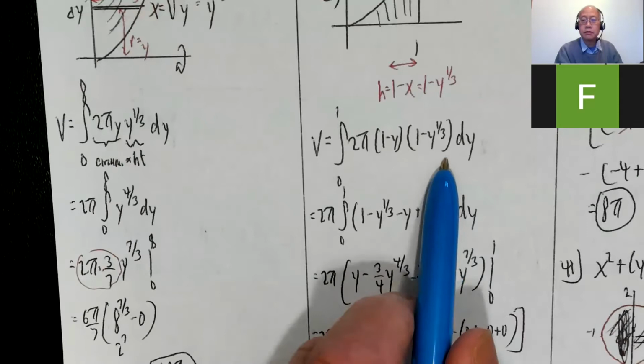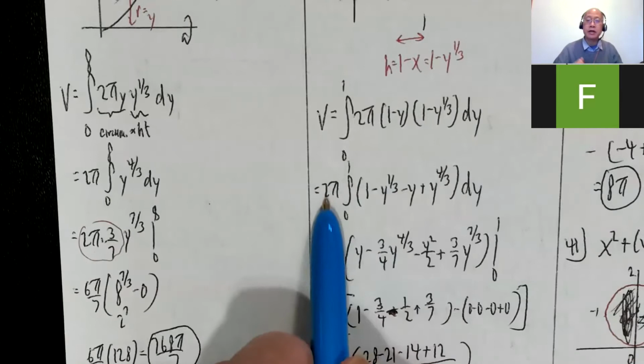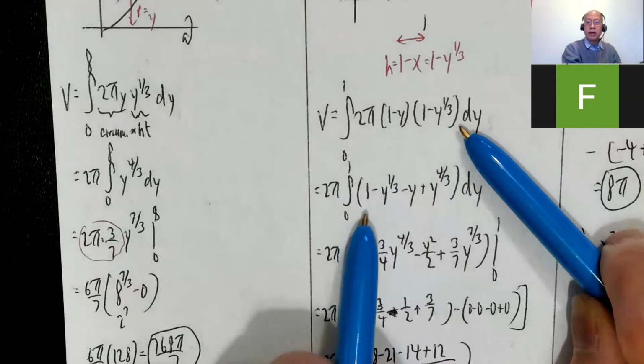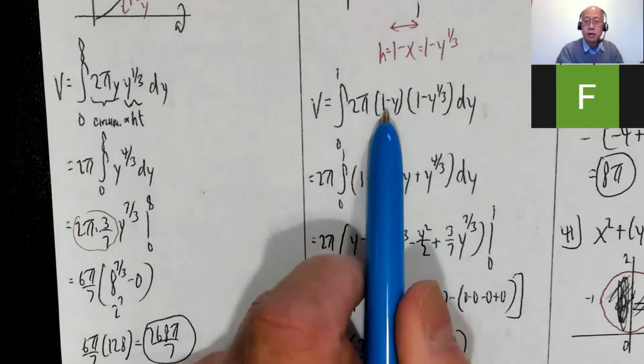Okay, now I clean this up. Take out the 2 pi. So FOIL, 1 minus y to the 1/3 minus y plus y to the 4/3. y times y to the 1/3 is y to the 4/3.